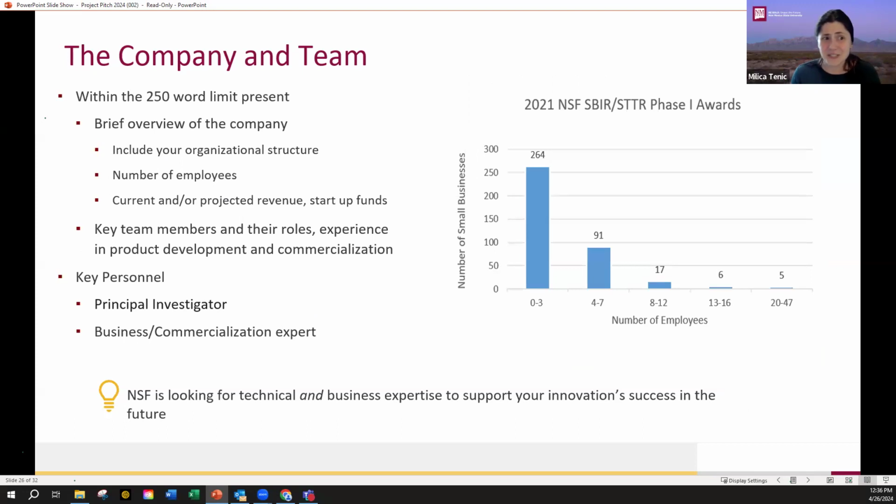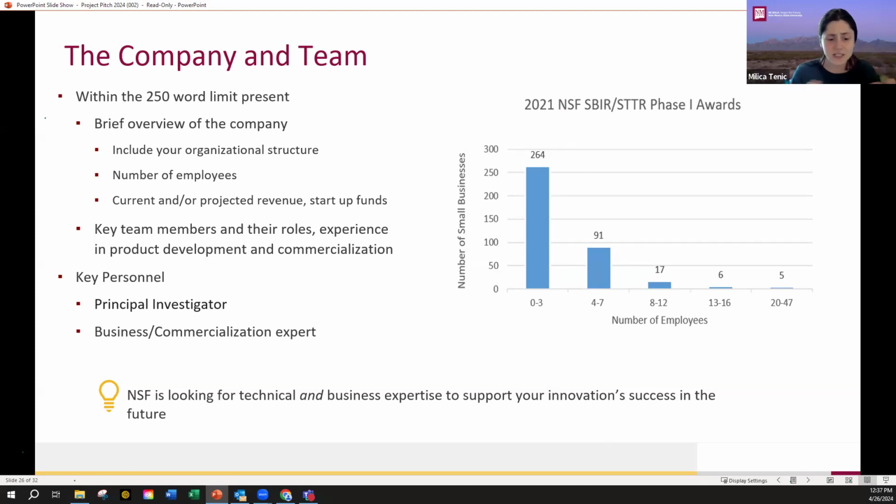Okay, so within that 250 word limit, you want to provide a brief overview of your company, include your organizational structure, and provide a mission or goal. What do you envision that company to look like in the next 5, 10, 15 years? Connect that initial story of the origins of the innovation to why this company was started originally. Also talk about the number of employees you have. Lots of times folks say, oh, we're only a team of maybe 2 people. That's totally fine. If you look over here on the right side, you see the number of phase 1 awardees compared to the number of employees. And for NSF, they really are looking for that early company, that early startup.